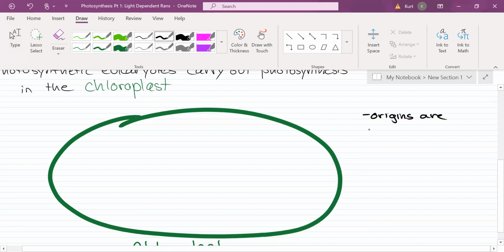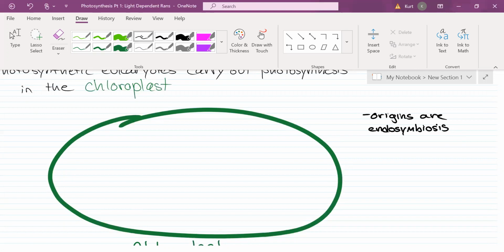Its origins are endosymbiosis. This is where a large prokaryotic organism engulfed a smaller prokaryotic organism, just like the mitochondria. But the mitochondria breaks down sugar to make ATP. The chloroplast builds up sugar, which is food. So typically a chloroplast is bigger than a mitochondria, and a chloroplast is actually a modern day bacteria. It's called cyanobacteria, or blue-green algae.